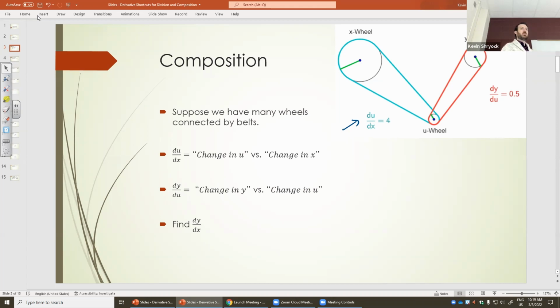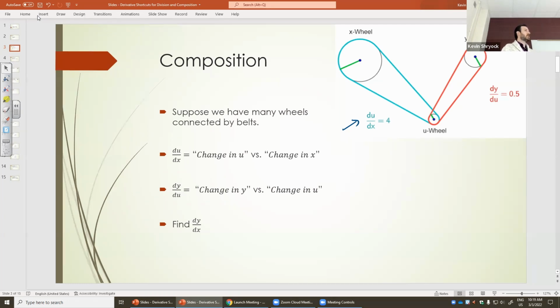We got twice. Do we all feel good on twice? We can run this through and double check it. If I spin the X wheel once, I've spun the U wheel how many times? 4 times. And for every 2 times that the U wheel spins, the Y wheel spins once. So if it's spun 4 times, the Y wheel has spun 2 times. So we see that rippling that's caused. And this should make sense.